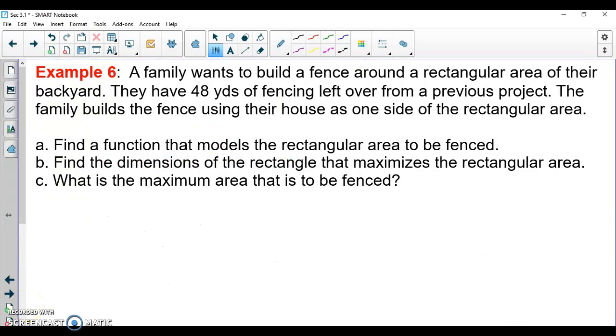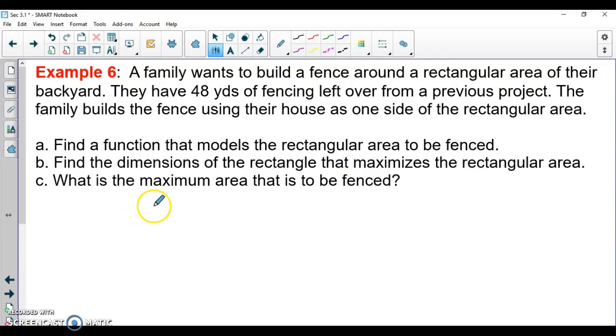The next example says a family wants to build a fence around a rectangular area of their backyard. They have 48 yards of fencing left over from a previous project. The family builds the fence using their house as one side of the rectangular area. So part A, we're going to find a function that models the rectangular area to be fenced. Part B is to find the dimensions of the rectangle that maximize the rectangular area. And part C is what is the maximum area that is to be fenced.